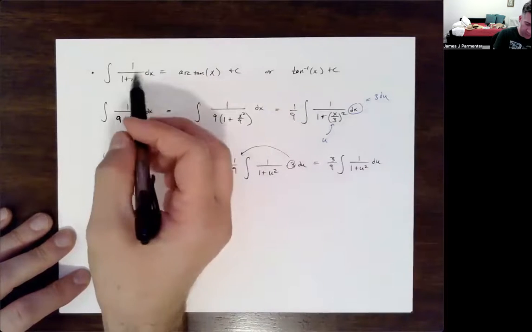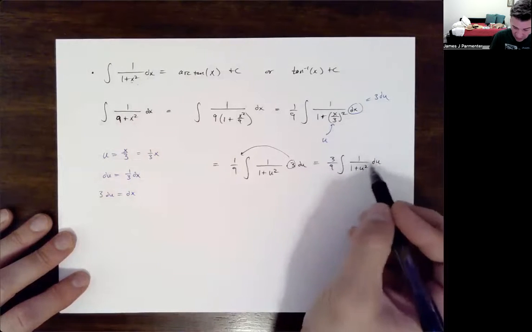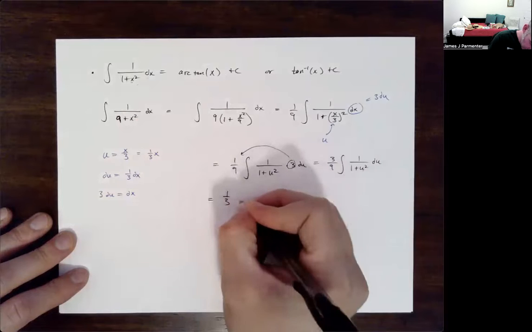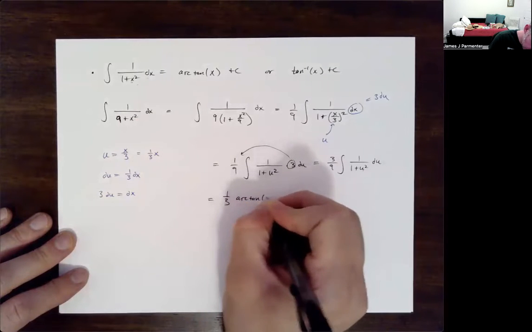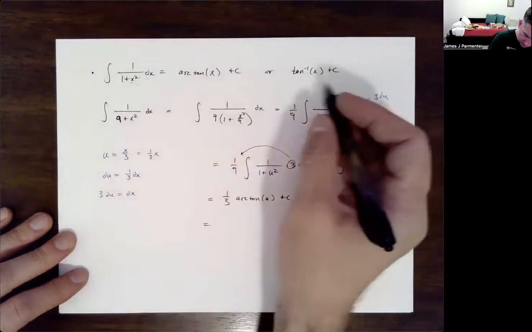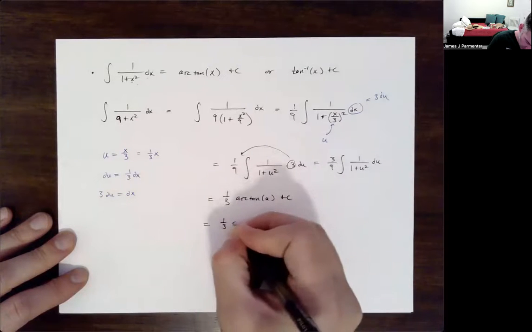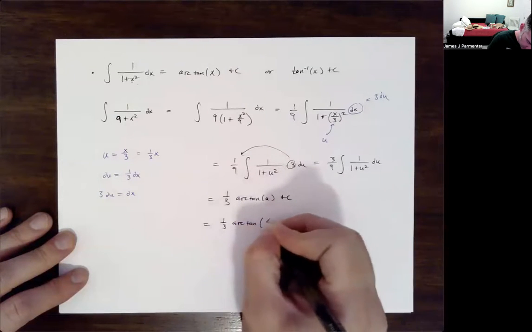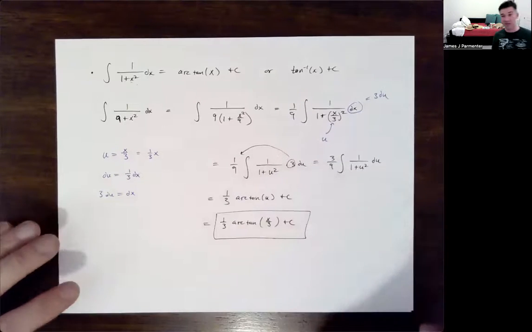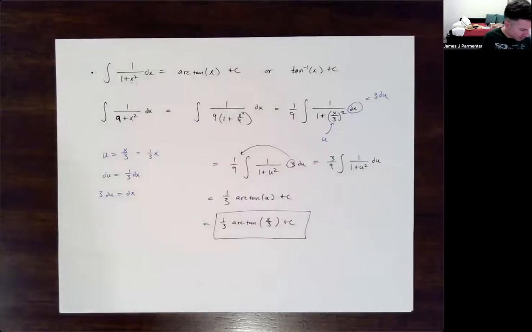So we've really got 3/9, or 1/3, times the integral of 1 over 1 plus u squared. But we know that the integral of 1 over 1 plus x squared dx is arctangent of x. So the integral of 1 over 1 plus u squared du is the arctangent of u. So you end up getting 3/9, which is 1/3 arctangent of u, which then plug back in what u is equal to, which was x over 3, and you get 1/3 arctangent of x over 3. So that's how you deal with something like that. It's kind of a pain, but it is what it is.